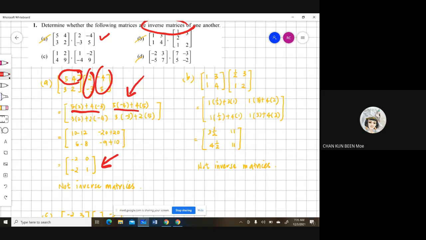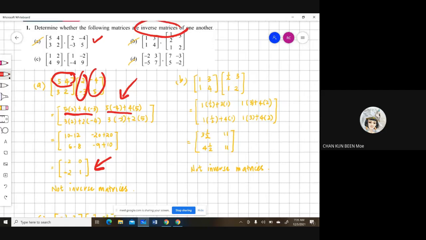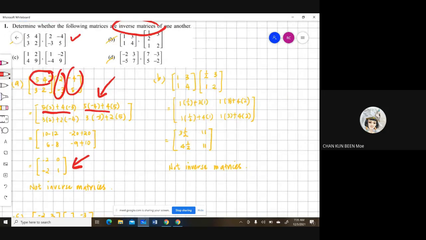Now we move to B. B is 1, 3, 1, 4 multiplied by half, 3, 1, 2. Again, you show your calculation and you will get 3.5, 11, 4.5, 11. Same with this one, because there's no identity matrix as a result, so it is not an inverse matrices.